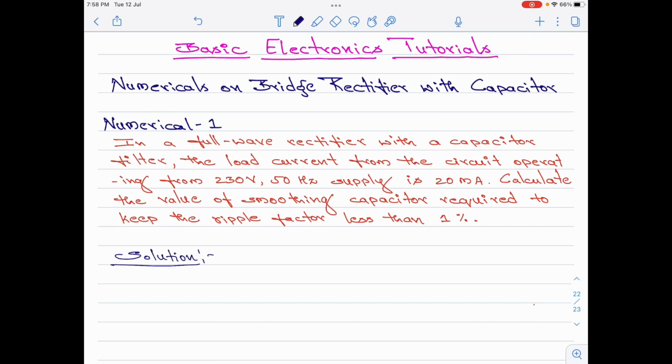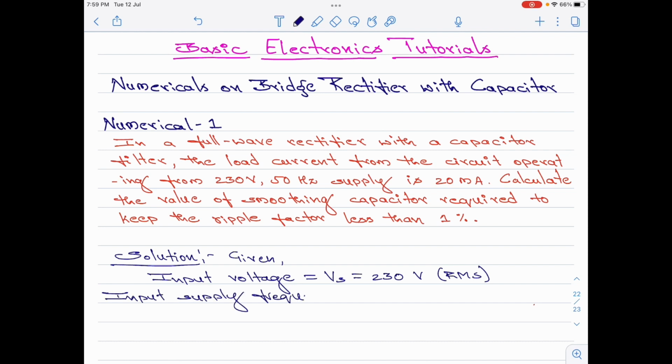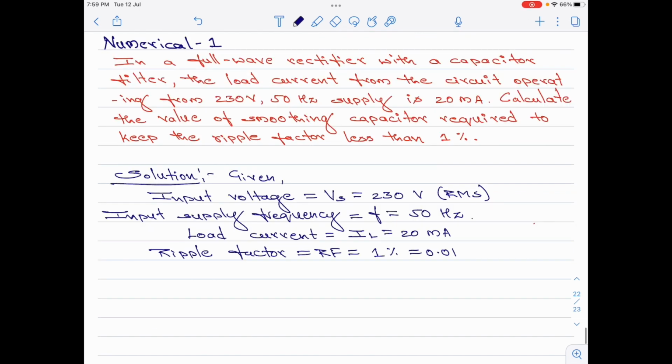Let me quickly write down the given values. The input voltage is given as 230 volt. Please note this is the RMS value of the voltage. Further, we are also given the input supply frequency and it is 50 Hz. Then the load current is given as 20 milliamperes and the ripple factor is given as 1%, that is 0.01. We are asked to find the smoothing capacitor value.